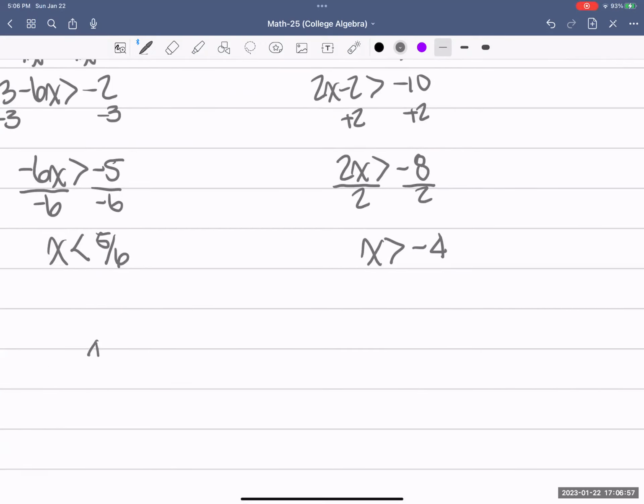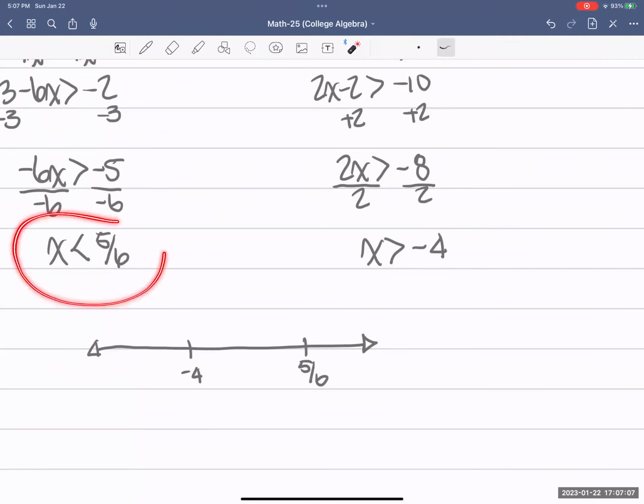Let's throw this on a number line just so we could see where these values are. So for this part, x is less than 5 over 6. So numbers smaller than 5 over 6, I'm just going to indicate that by an arrow. Over here we have x is greater than negative 4. So numbers bigger than negative 4. Both of these are less than or greater than, so it's going to be open circles for both of these.